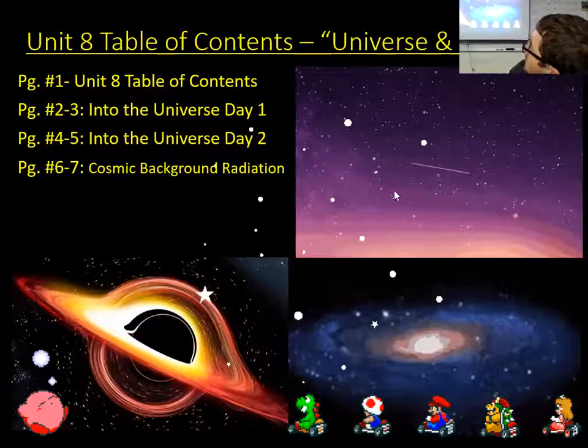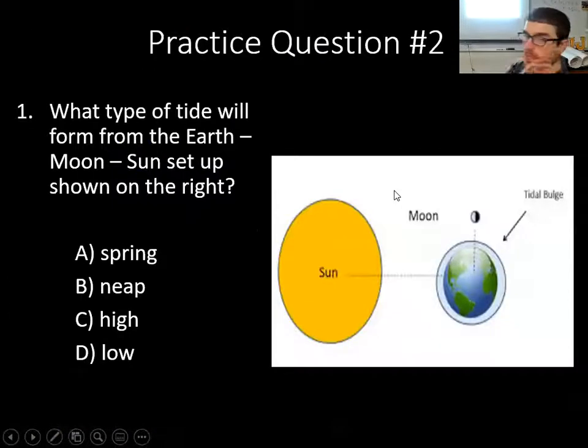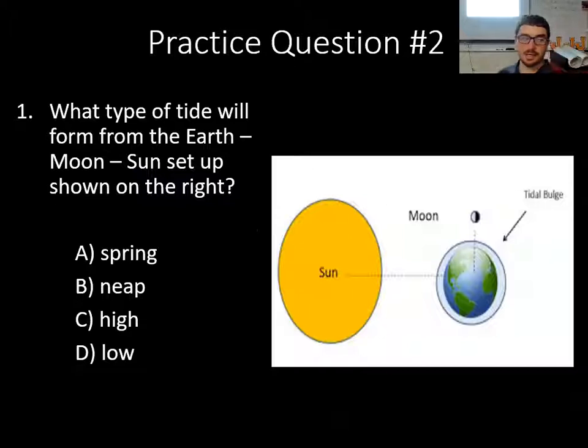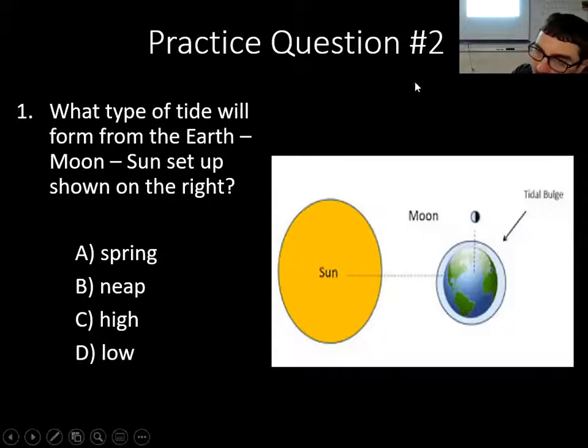Okay. So let's go do our first and maybe only question of the day. You need to answer this in the chat. What type of tide will form from the Earth, Moon, Sun setup shown on the right? So we have the sun on one side and the moon on another. They are working against each other to create tides. So will this cause A, spring tides, B, neap tides, C, high tides, or D, low tides? Again, what type of tides are created from the sun, moon, Earth setup? It's at a right angle, guys.